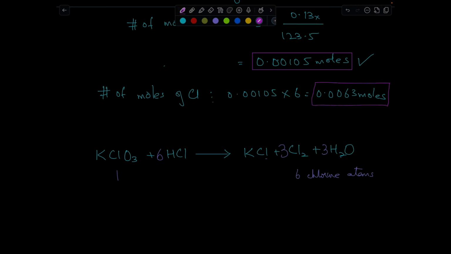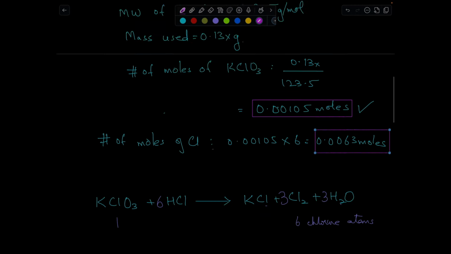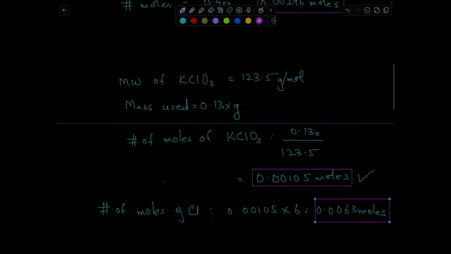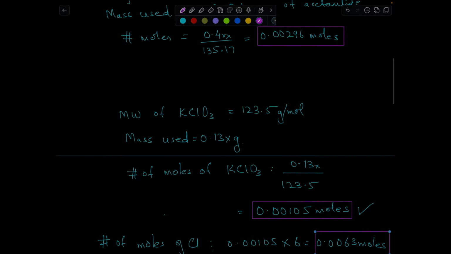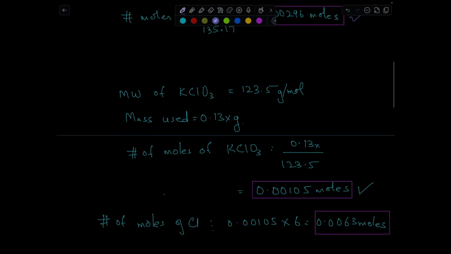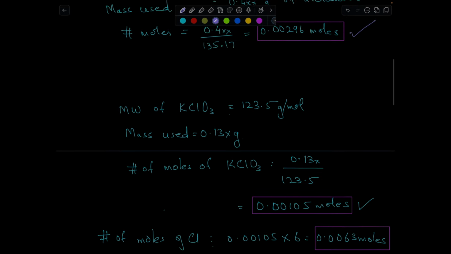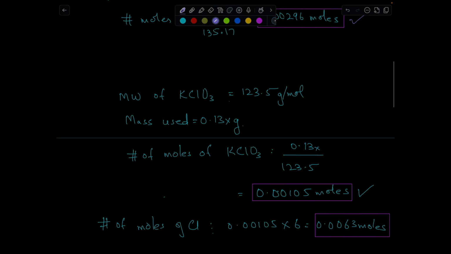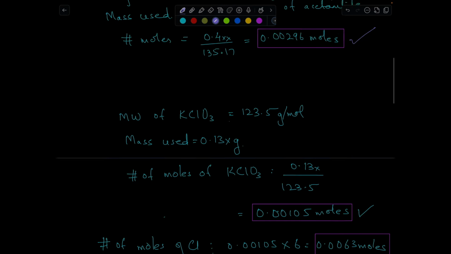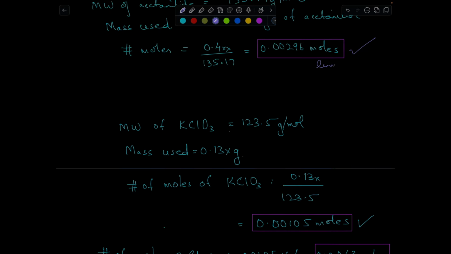Now to find out which is limiting and which is excess, let's compare the number of moles of chlorine atoms to the number of moles of acetanilide. So clearly 0.00296 moles of acetanilide is less than 0.0063 moles of chlorine, so acetanilide is the limiting reagent and chlorine is in excess.